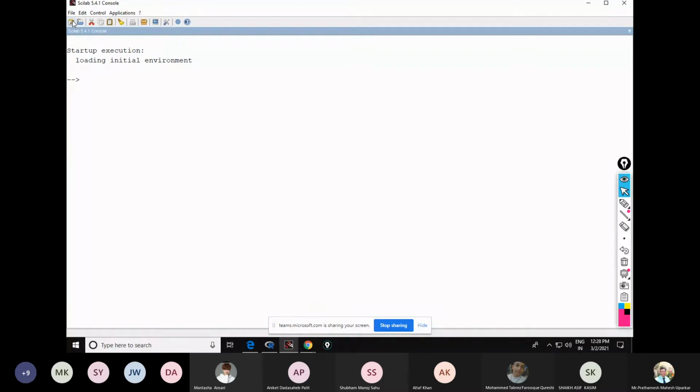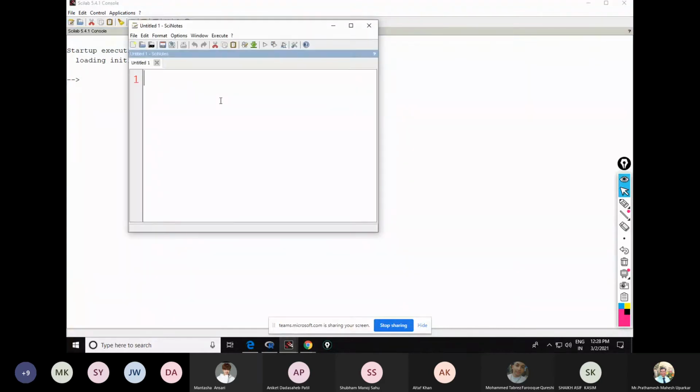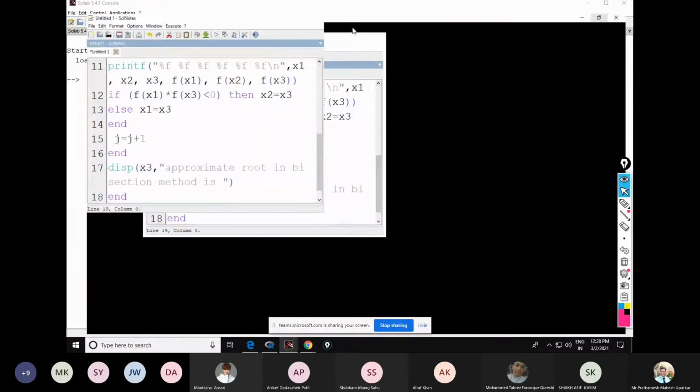Scilab के प्रोग्राम कहाँ पे पेस्ट करने आपको? SciNotes में. So let me open the SciNotes. I will copy paste the program. Can you see the program?